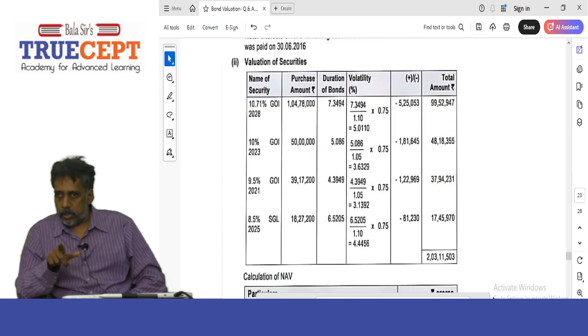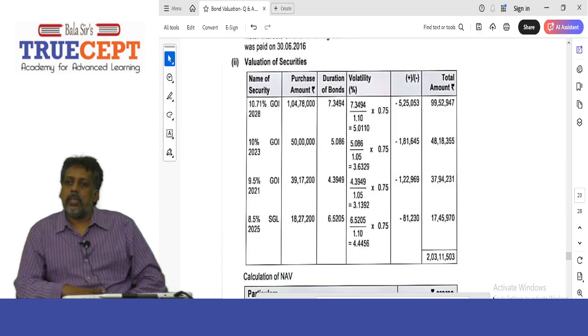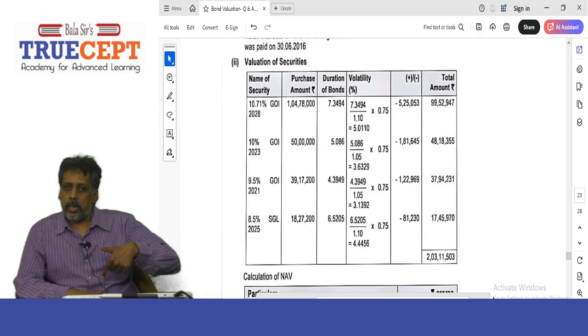That is supposed to be the modified duration, and that into 0.75. 3.6329. That is the percentage change in the bond value. Apply this on 50 lakh and minus how much? Minus 1,81,645. Then you subtract and get the market value. How much? 48,18,355.